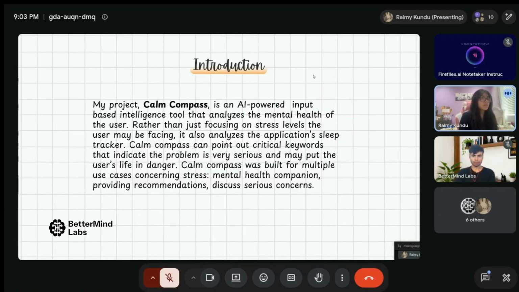Comm Compass was built for many different use cases. Some of the primary ones are it being a mental health companion, providing recommendations, as well as discussing serious concerns of the user.